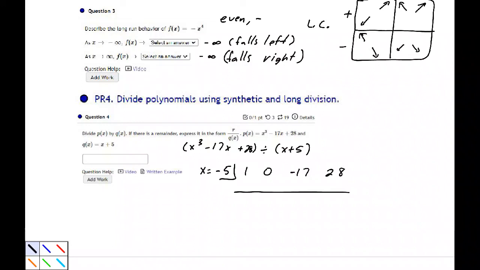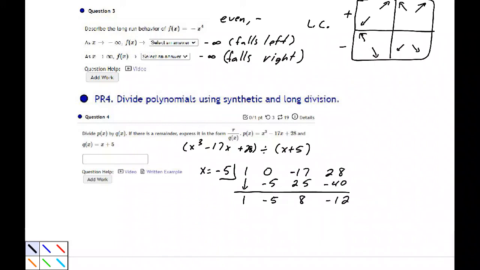As always, we will bring down the very first one of these, going from left to right. Bring down the 1, so then we take negative 5 by each one of these. Negative 5 times 1 is negative 5, so I'm going to write that under the 0. Add going down, 0 plus negative 5 is negative 5. Negative 5 multiplied by negative 5 is positive 25. Take negative 17 plus 25, that'll be positive 8. Negative 5 times 8 is negative 40. And then finally, 28 minus 40 is negative 12.